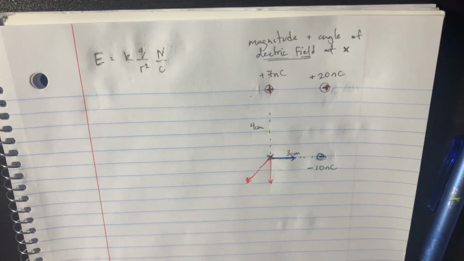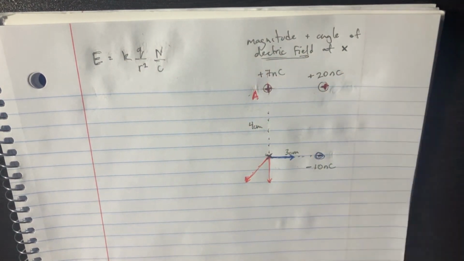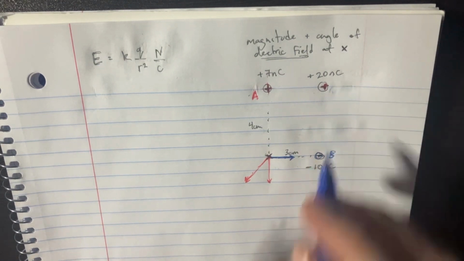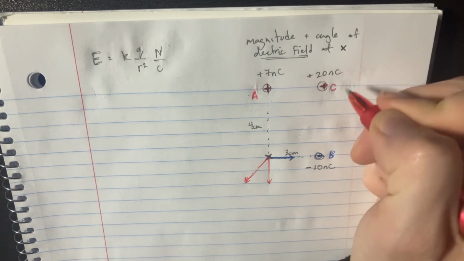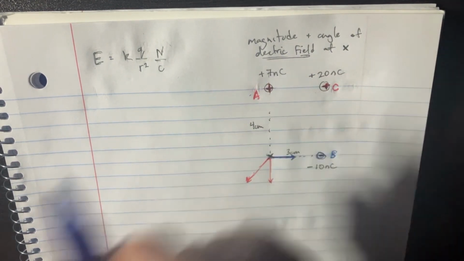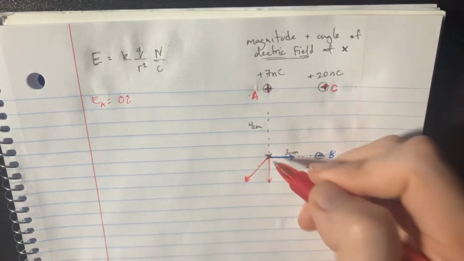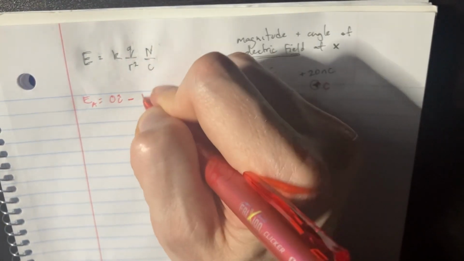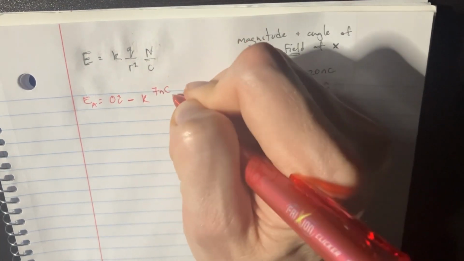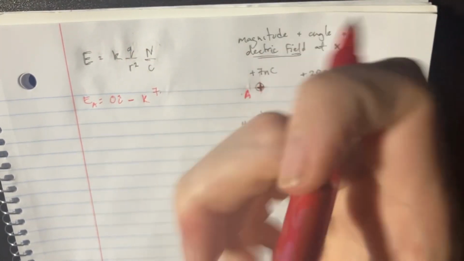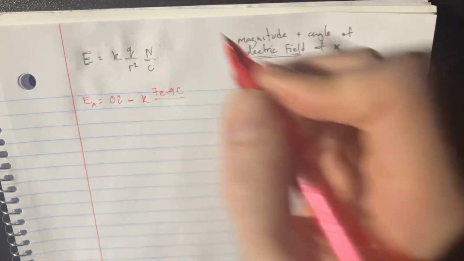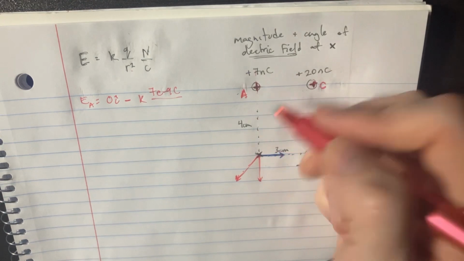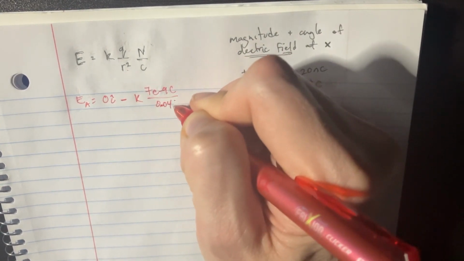So we'll try to label this one as A, this one as B, and then this one as C over here. All right. And then what we can do is say for A, EA is going to be, well, we have nothing in the x direction. So let's just say 0i in the x direction. But then we would have minus in the negative direction, whatever we get here for K. So we'll put K, and then the Q is going to be 7 nanocoulombs. Or, well, actually, it would be more like 7e to the negative 9 coulombs divided by this r squared, which is going to be 0.04 meters squared.